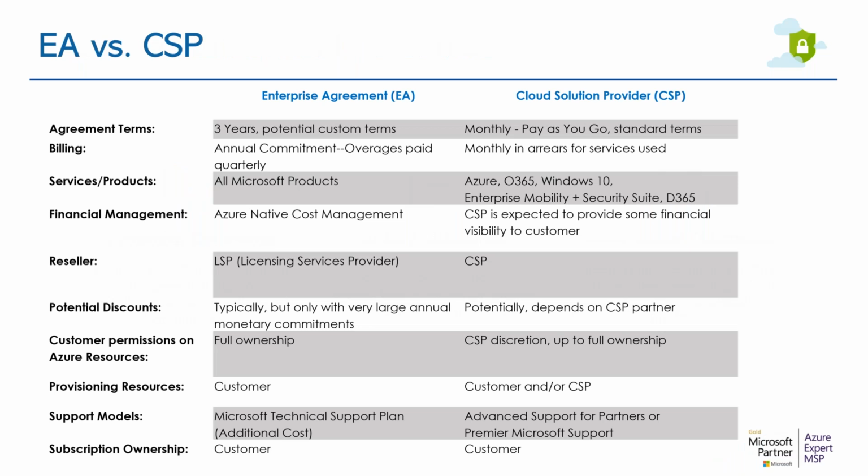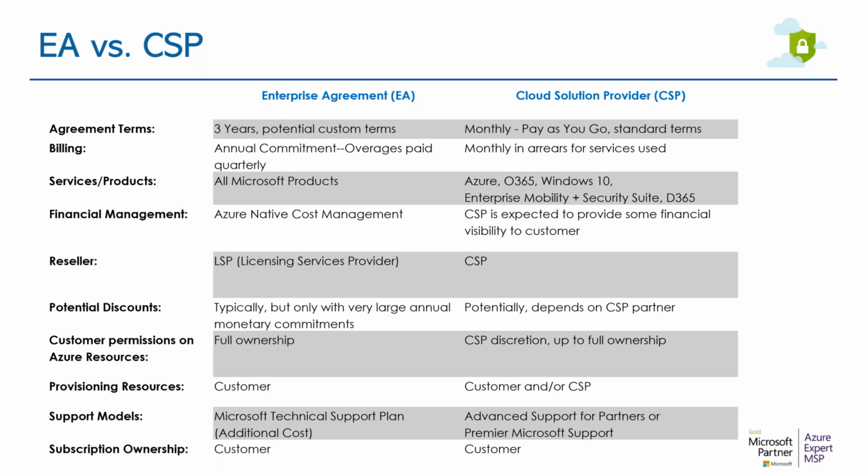So getting into the meat here. This is a little bit of an eye chart, I know. I'll go through it here, just giving a detailed description of the differences side by side of EA versus CSP. EA, being an enterprise agreement, is an agreement, so it is a contract. It's a 3-year contract. Usually it has some annual terms in there as well.